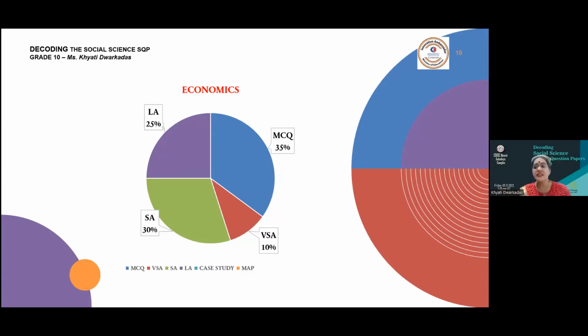Now, there is a reason for democratic politics and economics having a higher weightage in MCQ. Both these sections do not have map work, so that has been moved to MCQ. And the MCQs will obviously be competency based in both these cases, because we have to accommodate skill-based questions.